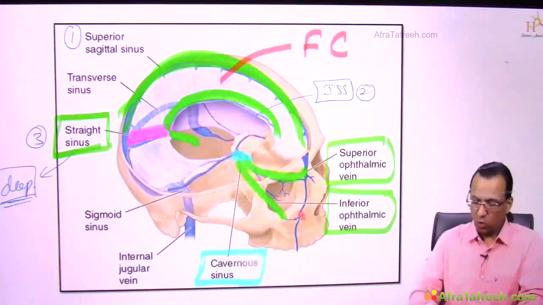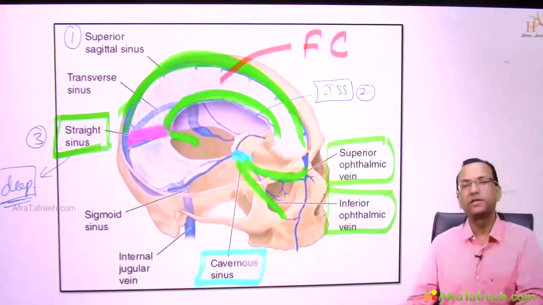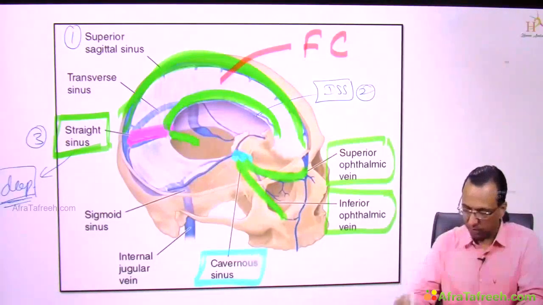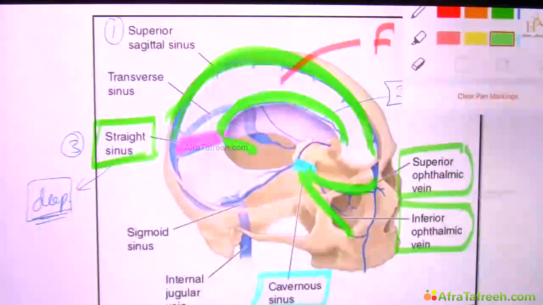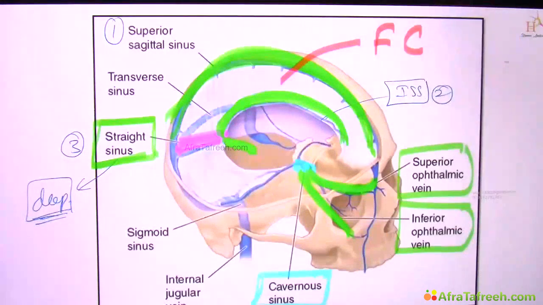And then what are the draining channels for the cavernous sinus? You know them already. You have already discussed them. What was that? Superior petrosal sinus, inferior petrosal sinus. So superior and inferior petrosal sinus, yes. Where is the superior petrosal sinus draining? Where is the inferior petrosal sinus draining?